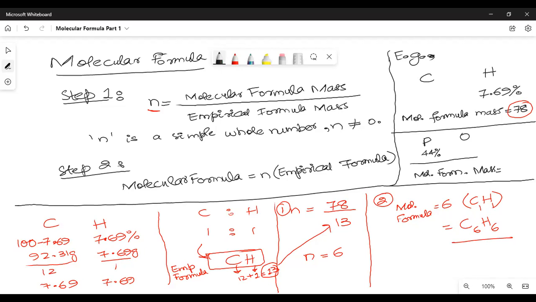Remember, this is a question where simplification will come as a compulsory step. So make sure to simplify the molar ratios properly. You might need to multiply both of them with a proper number to do that. I'm giving you a hint up front, so make sure you don't end up with the wrong empirical formula.